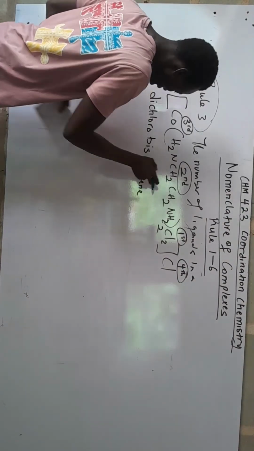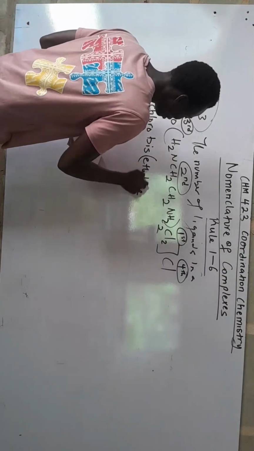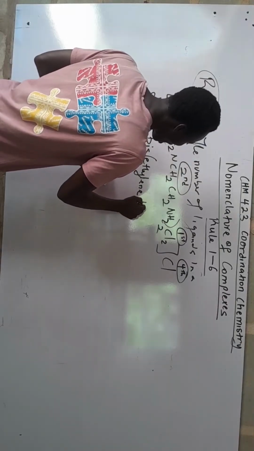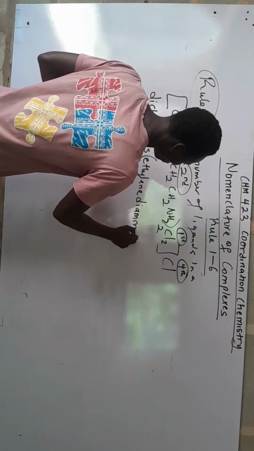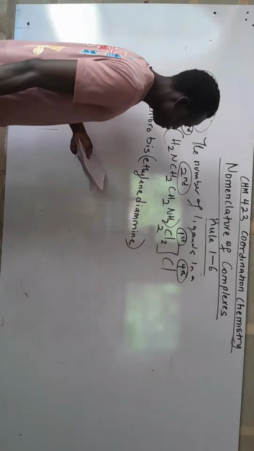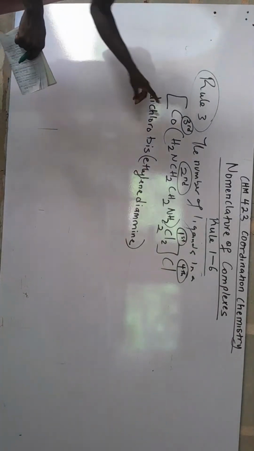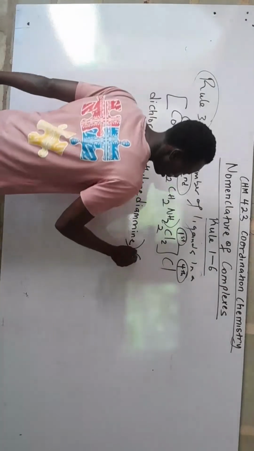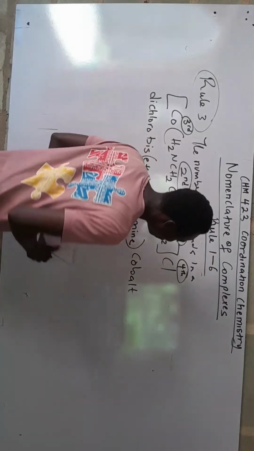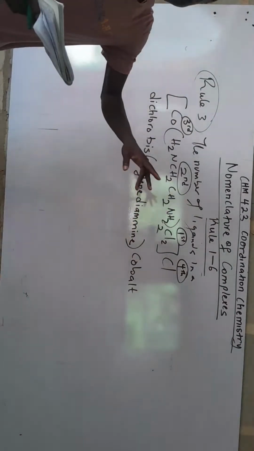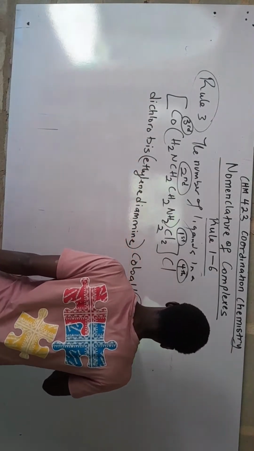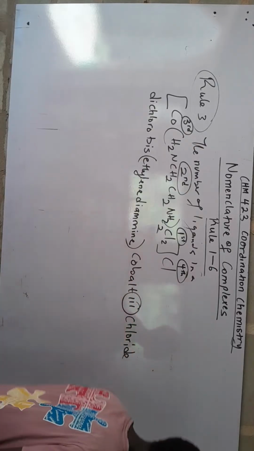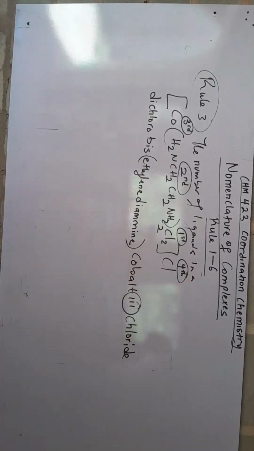Ethylene. How many amine do we have there? We have two of it. Ethylene diamine, amine, then followed by the next one that you have here, the third position is cobalt. That is the cobalt, followed by the next one, the cobalt 3 chloride. That's all.